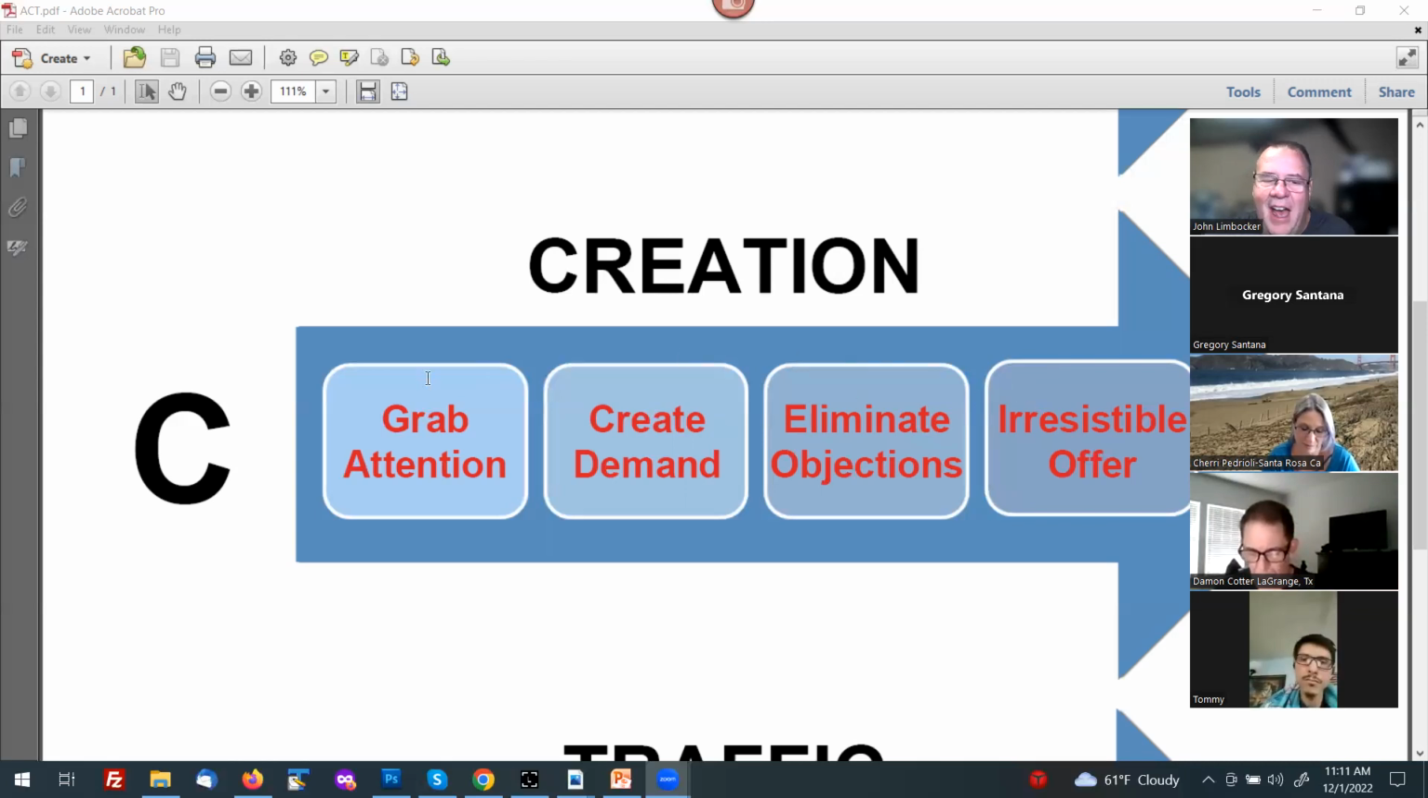But you have to do the stuff in order. And grabbing attention is the big thing. If you can't grab attention, you can't move on to the next round. This is like a game, and you can't advance. The grab attention process, we call it a big idea.